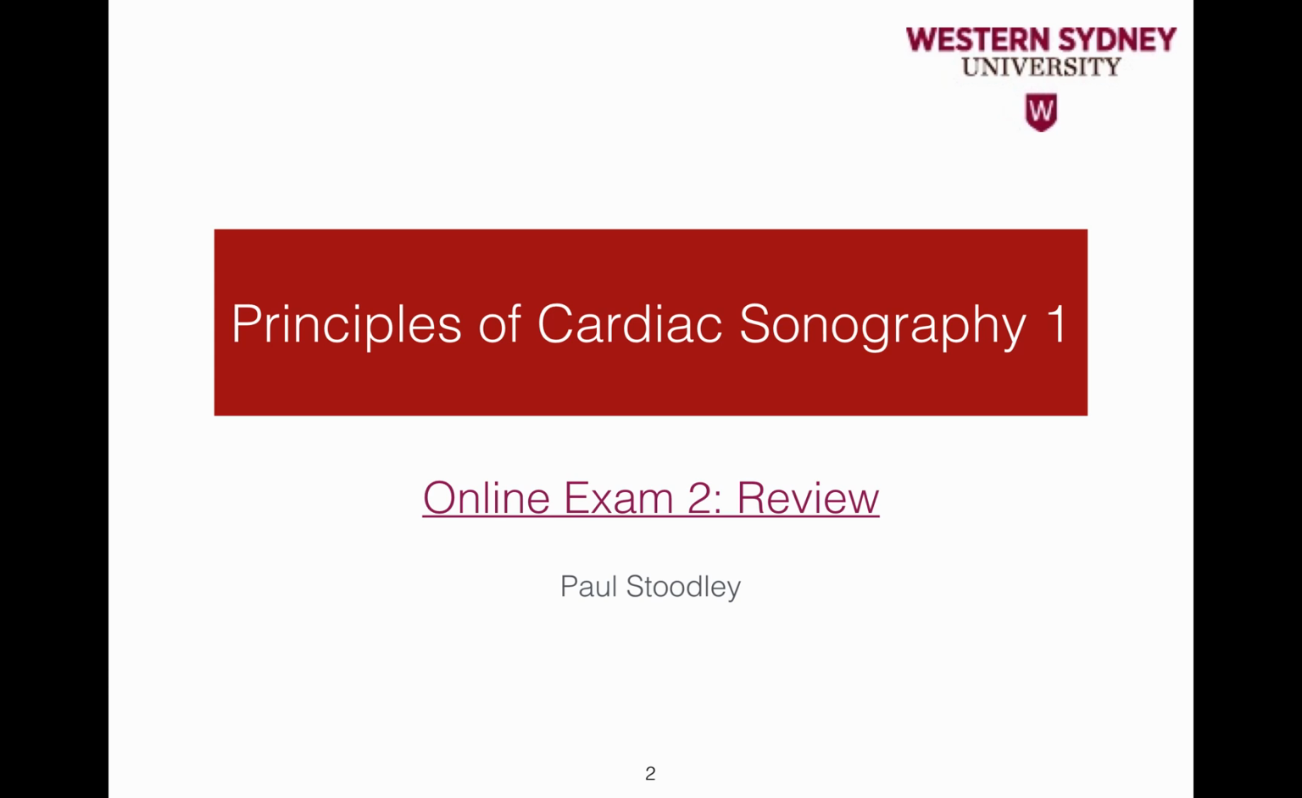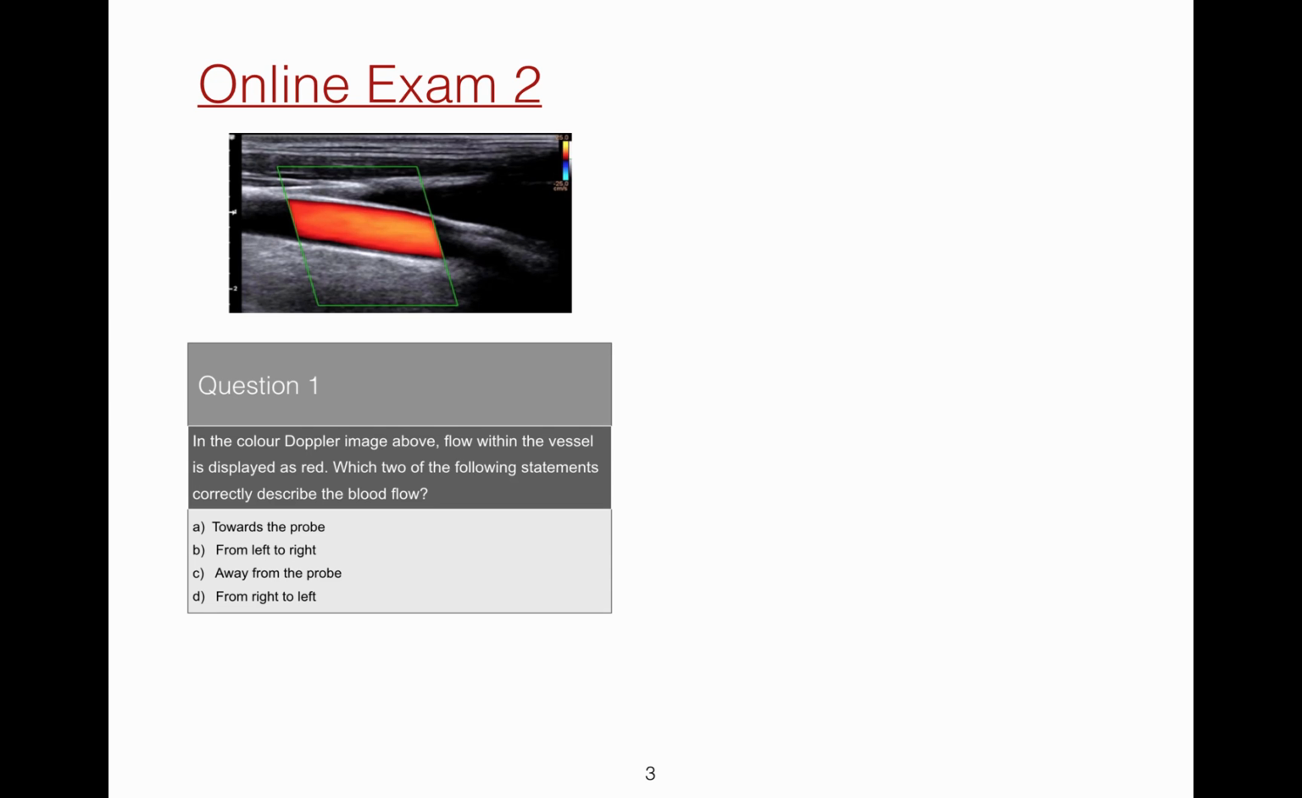The following is a review of the second Principles of Cardiac Sonography online exam, which occurred in week 13. Question 1. In the colour Doppler image above, flow within the vessel is displayed as red. Which two of the following statements correctly describe the blood flow? The blood vessel is closer to the probe on the left side of the image, and colour indicates that flow is towards the probe, so flow must be right to left.